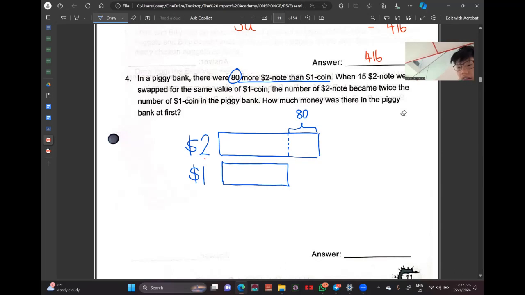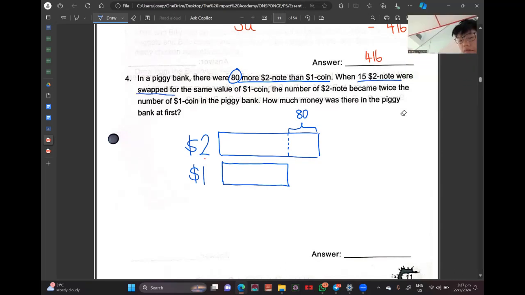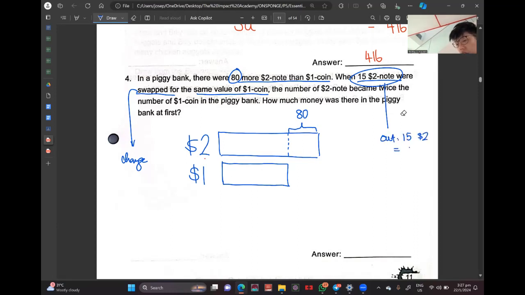Is that okay? Now, they say when 15 $2 notes were swapped for the same value, the meaning of swap means I change. Am I making sense here? Right, so there is actually something that goes out and something that comes in. Now what went out? We know it's 15 $2 notes, correct or not? So that is also equal to $30. Do you agree so far? Because 15 times $2, right? And what came in? $30 came in, but then it is actually $1 coins. Am I making sense here?